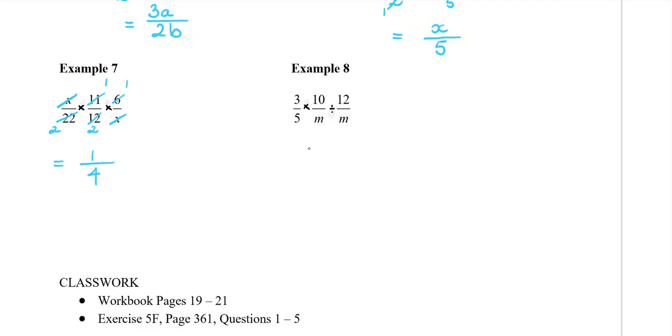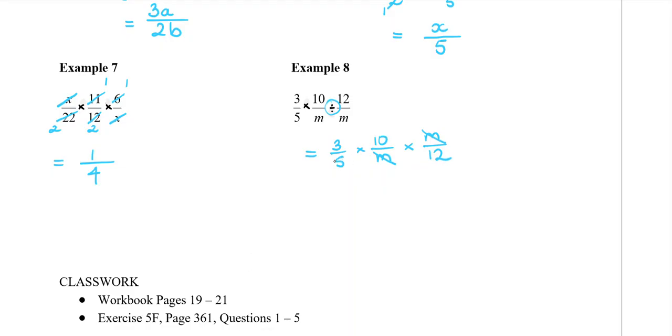Question 8. We are going to have to change this divide into a times by doing the leave, kiss, flip. So we leave the first two fractions because they're just normal multiplication ones. And then we turn the divide to a times and flip the last fraction upside down. And then we cancel. So we can cancel m with m. We could do the 5 and the 10 together. Dividing by 5, we get 1 and 2. We could do the 3 and the 12 together. Dividing by 3, we get 1 and 4.